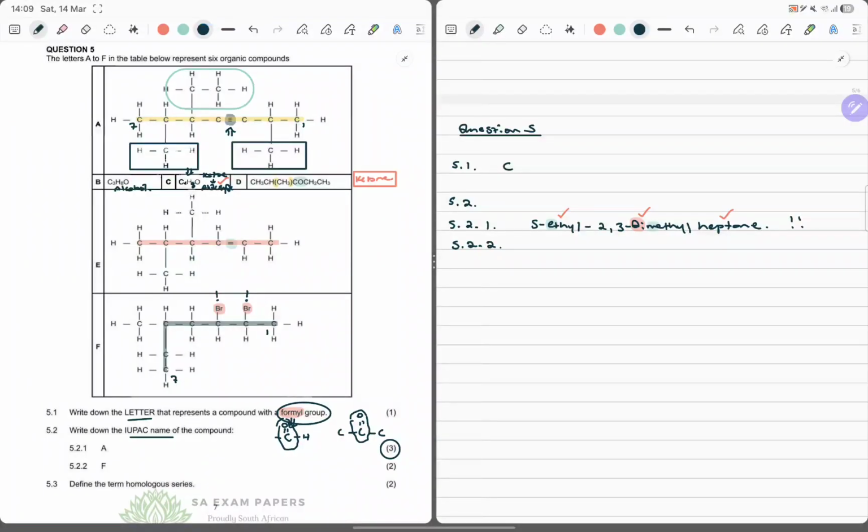Right, so what are we going to say? Now this is methyl and bromine, so B comes before M. So we've got 2, 3 dibromo, this is now 2, 3, 4, 5 methyl heptane.